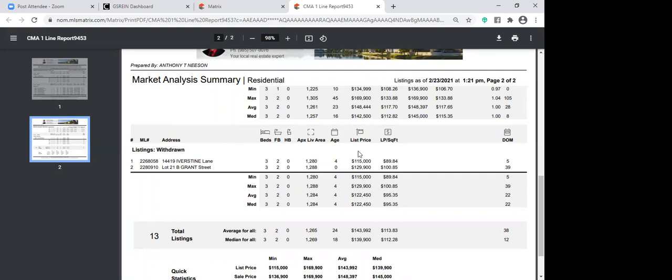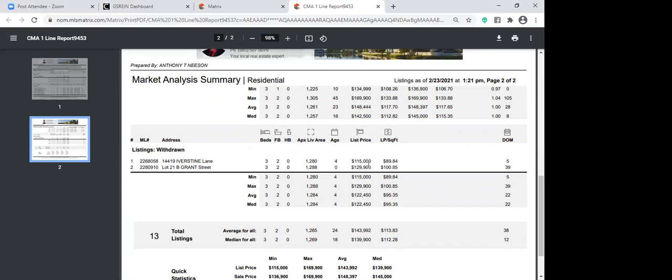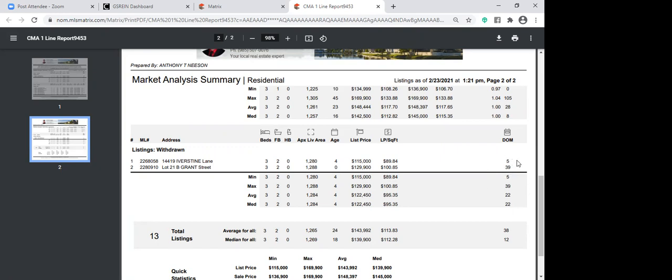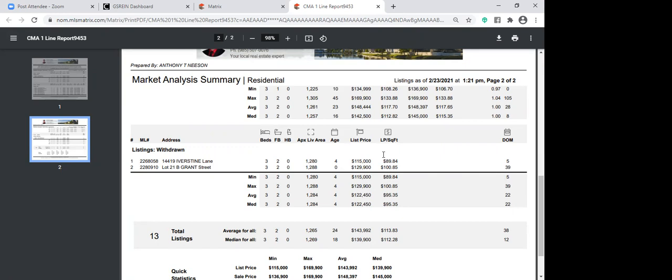But we do know at that time, this is what they were asking, right? So we can infer some things. This is what they were asking. How long did they have it on the market? For 5 days. That's not very long. 39 days. It's not really that long. So we have some idea of, hey, this one was just a lot, right?